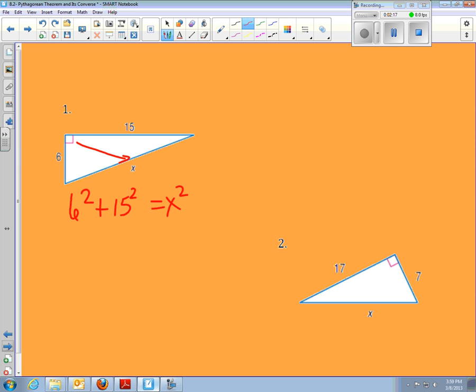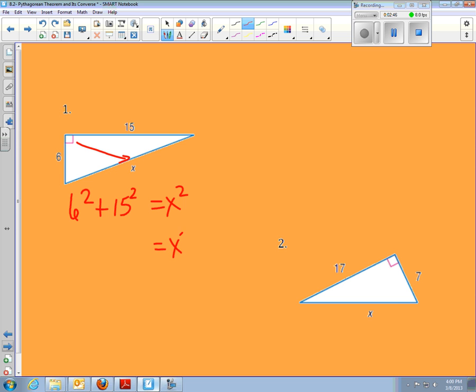Then we're going to square the legs. And it doesn't matter what order you put the legs in. You could do 6 squared plus 15 squared, or you could flip it. It's the same thing as saying 2 plus 3 is going to be the same as 3 plus 2. All right, go ahead, pause the video if you need to type those into your calculator. I'll give you a second here. All right, add those two up together.